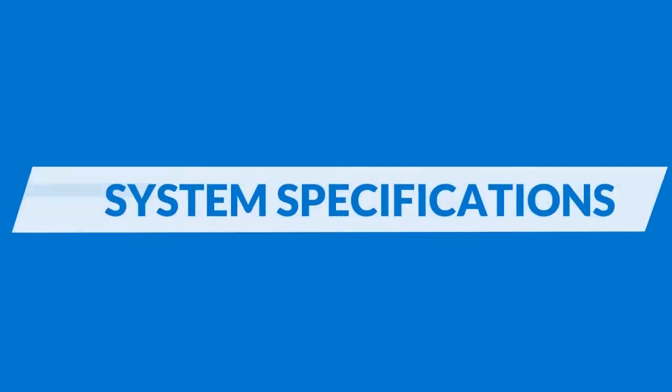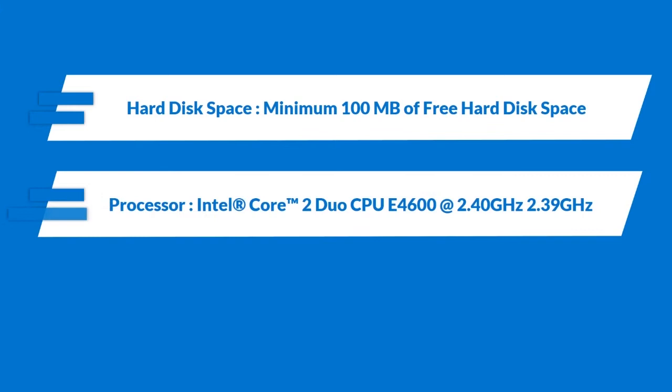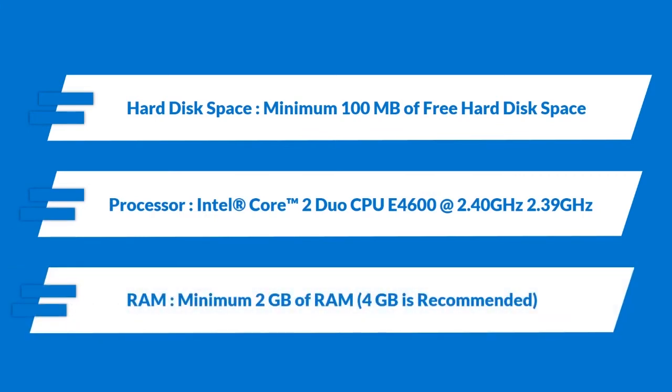Let's check out the system specifications. Make sure that your system has a minimum of 100 MB of free hard disk space, and the processor specifications as mentioned, and RAM size as mentioned here as well.